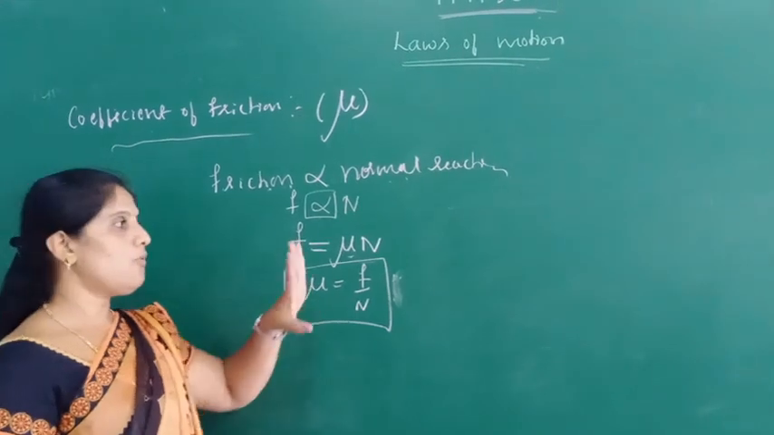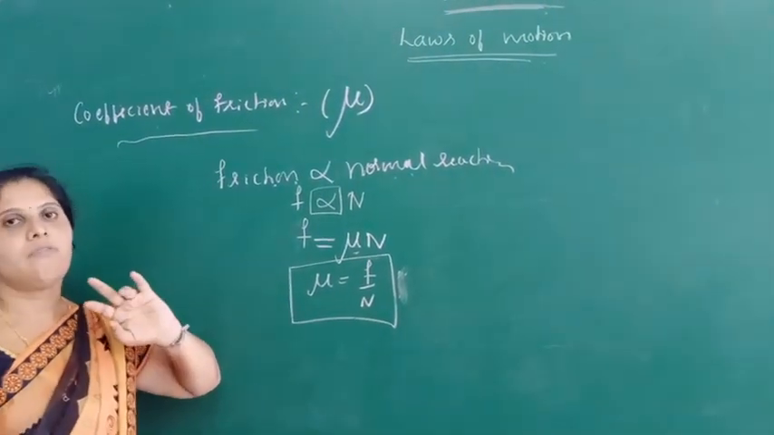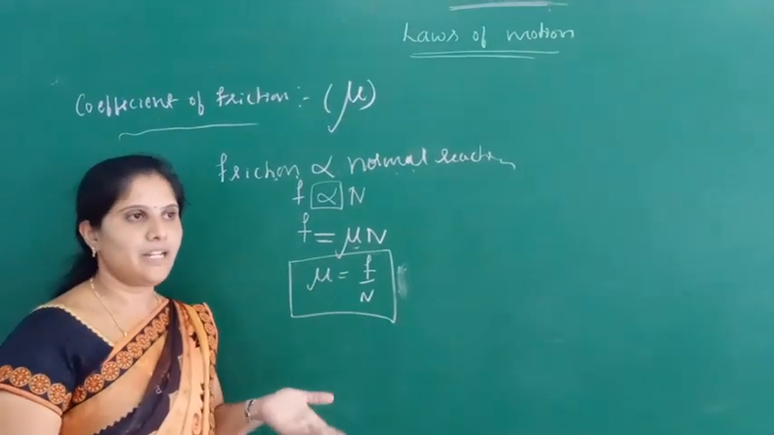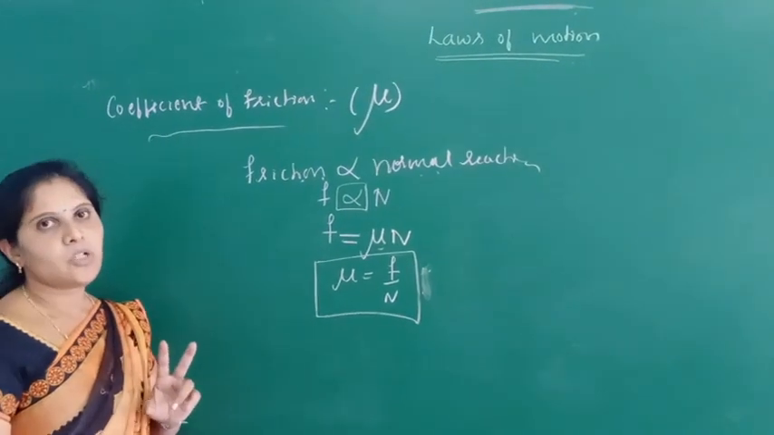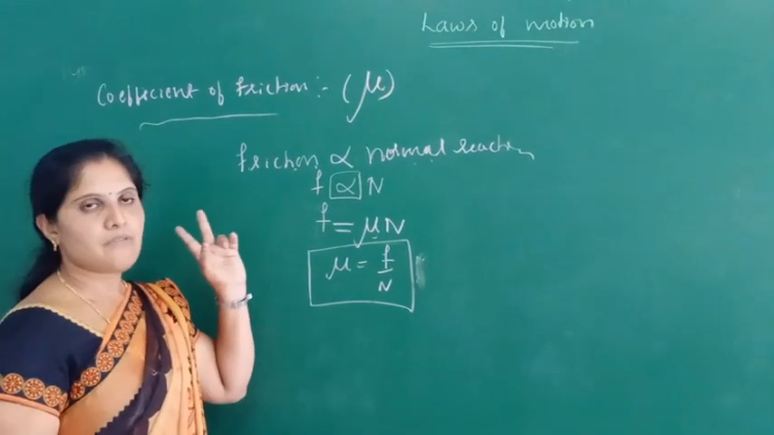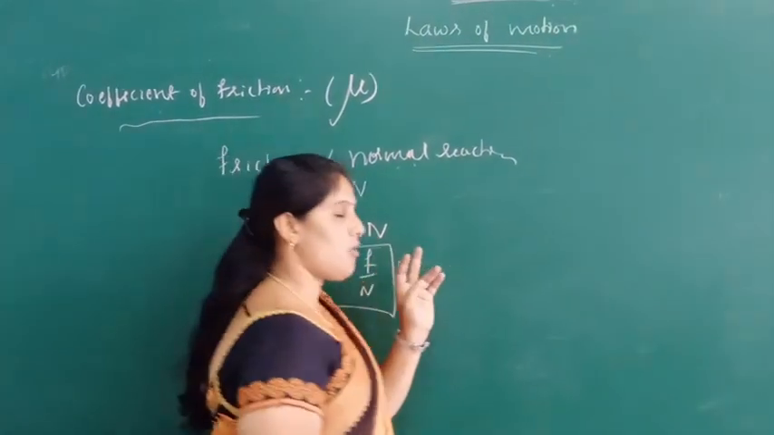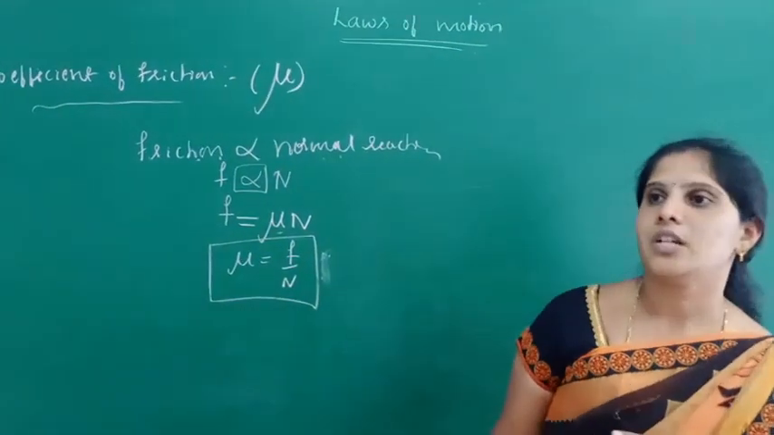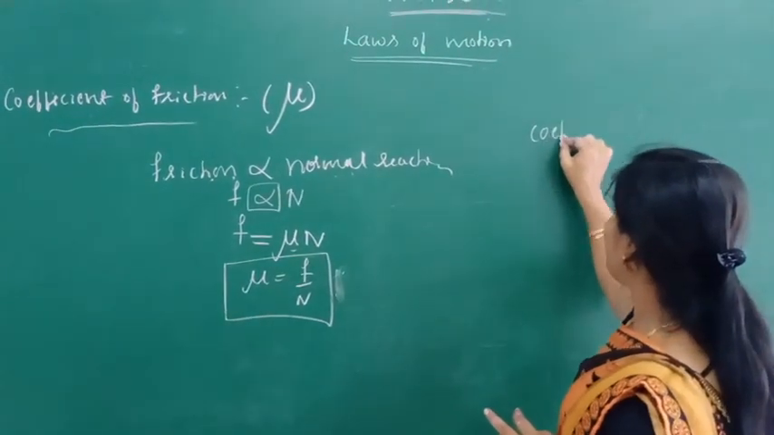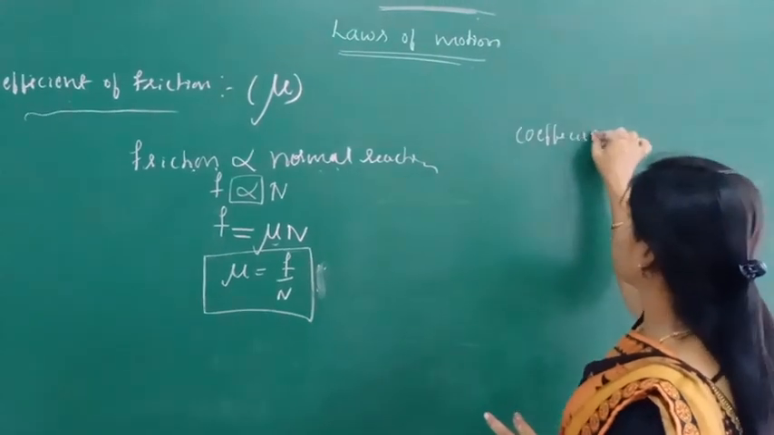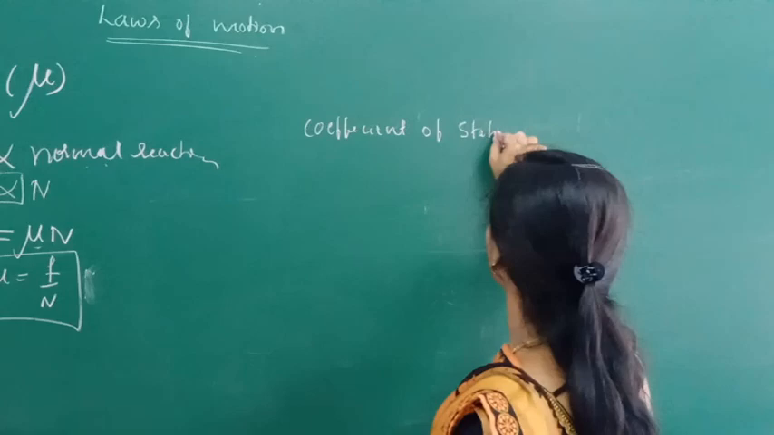Similarly, there are four types of coefficient of friction: coefficient of static friction, coefficient of limiting friction, coefficient of kinetic friction, and coefficient of rolling friction. In general, we define two important ones, static friction and kinetic friction. First we define coefficient of static friction.